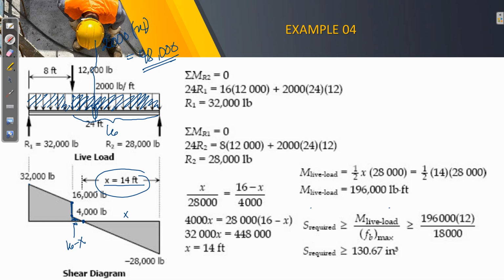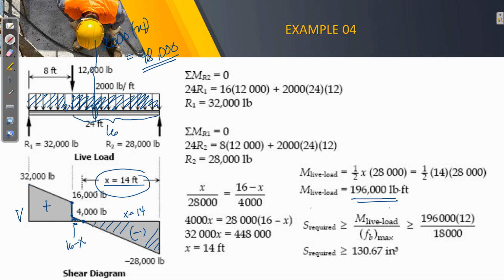So for the live load, of course, this is the shear diagram. Remember that this positive area will just be equal to this negative area. You might want to consider this left portion for the value of the moment, but it is much more convenient if we use this single shape that is a triangular section. So we have 1/2 of 14, okay, so the base is 14, by 20,000. So we have 196,000 pound foot.